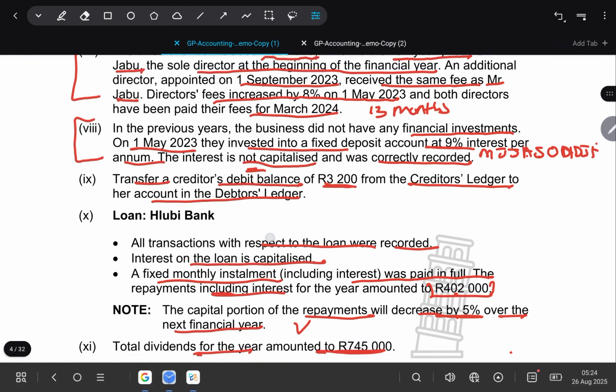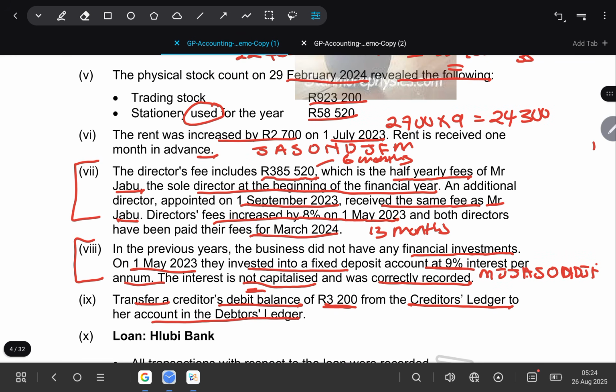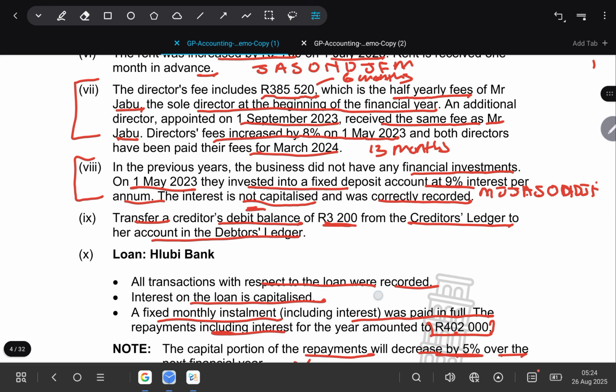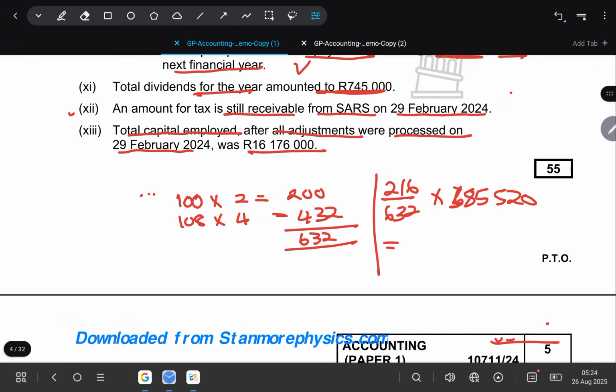Let me see. What's that? 385,520. Yes, 385,520. So 385,520 multiply by 216 divide by 632, which gives us 131,760. But remember, this amount was prepaid.